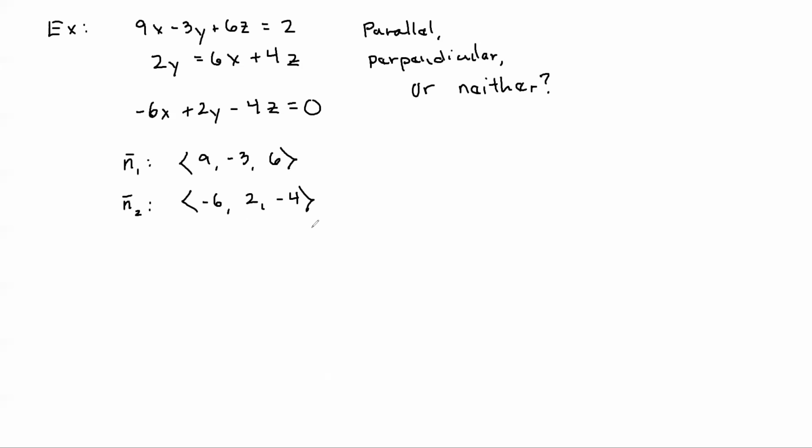And the answer is, if you think about it for a minute, yes, there is. You could multiply by -3/2. So this becomes this if we multiply by -3/2. So they are scalar multiples of each other, and thus the two are parallel. These are parallel planes. All right, let's try another one.